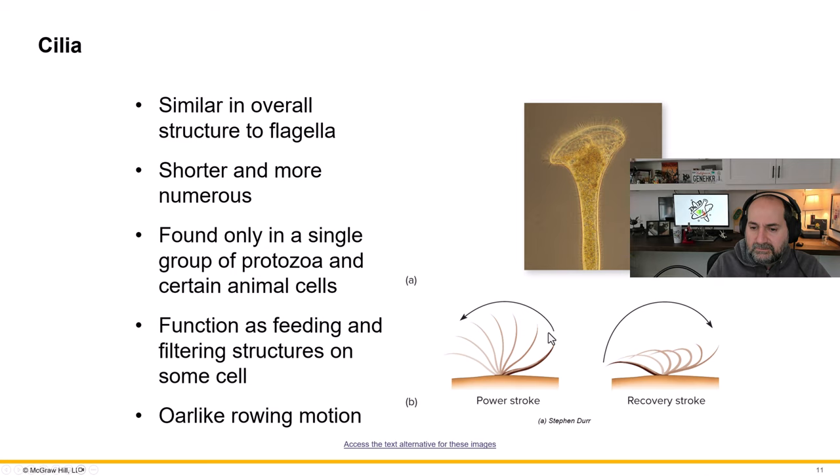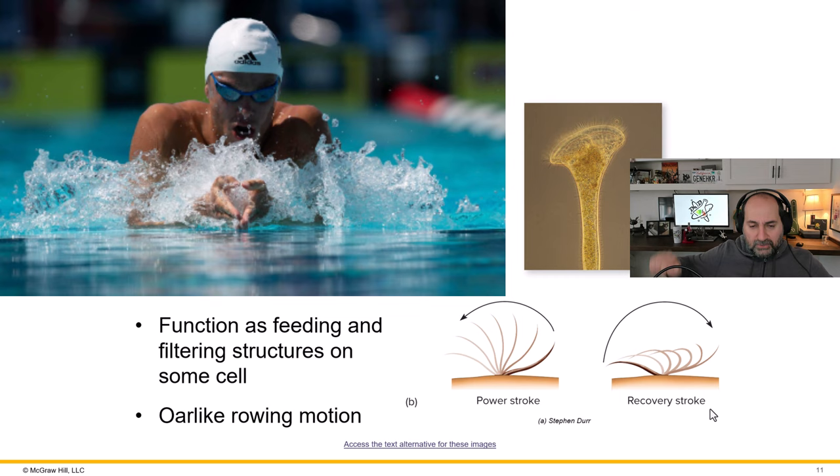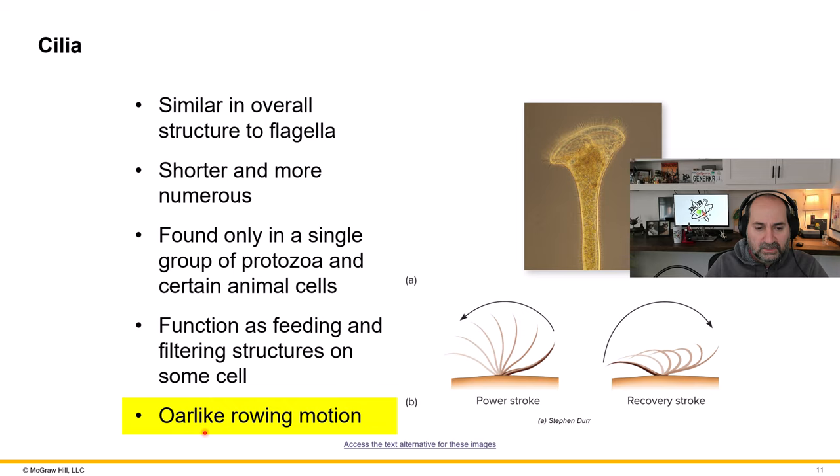The way they beat is via a power stroke. So there's a power stroke and then a recovery stroke. Think about when you swim the breaststroke. You do a power stroke and then you recover. Power stroke and then recover. So think about that with cilia. It's known as an oar-like rowing motion. And this can either be for motility or to feed. Sometimes these cilia might be near a feeding groove or the mouth of the organism, and the cilia beat, guiding food particles down into the mouth of the organism.